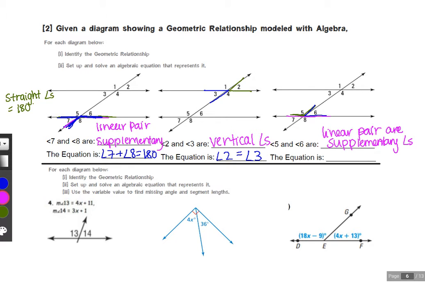Alright, and so the equation then would just be that those two angles, when you add them together, should equal 180 degrees. So angle 5 plus angle 6 equals 180 would be the equation for that.